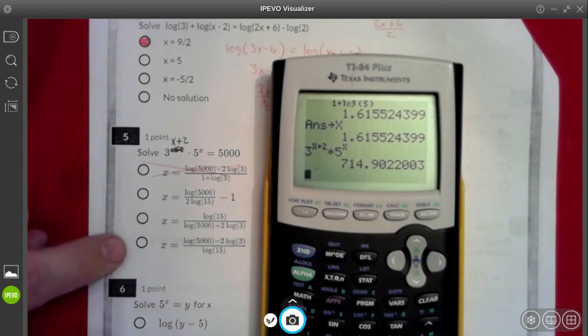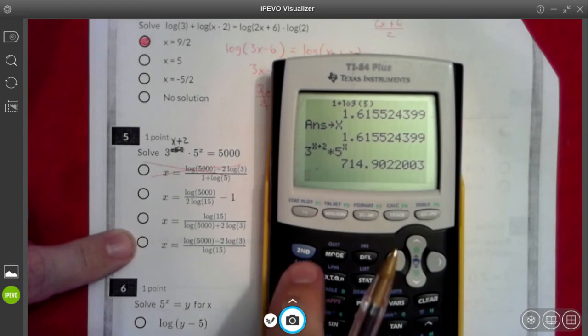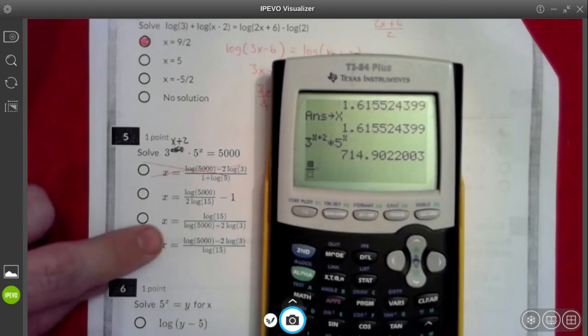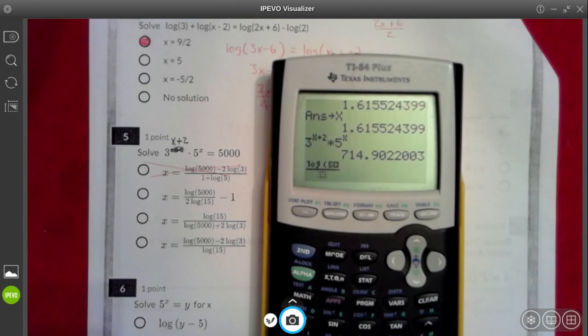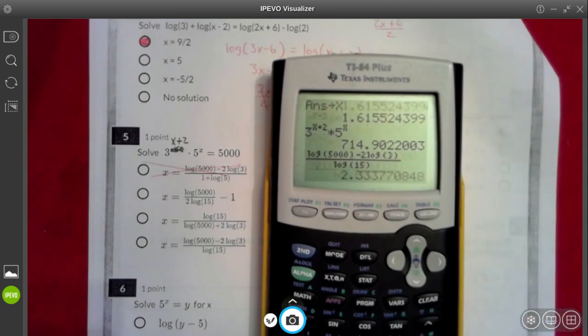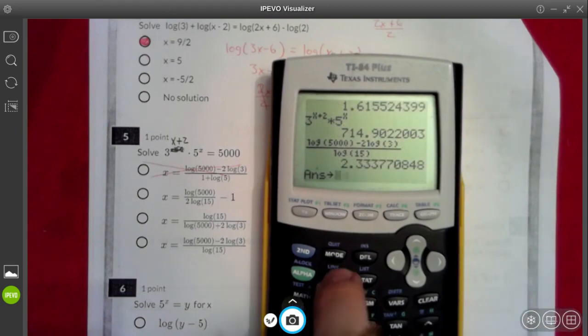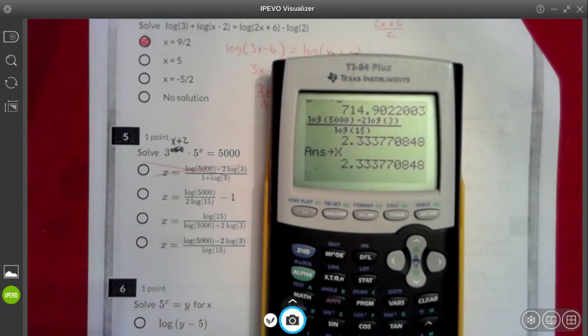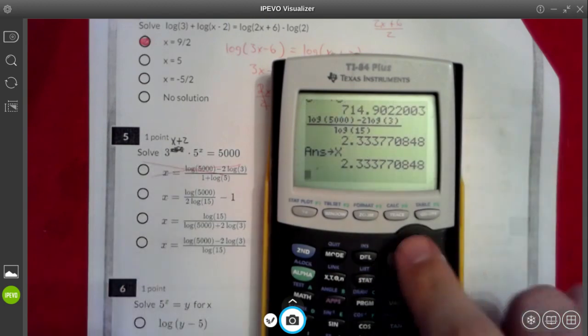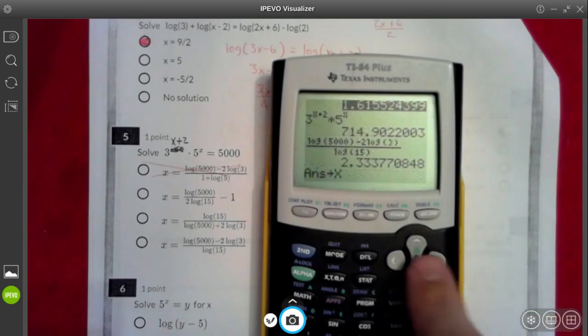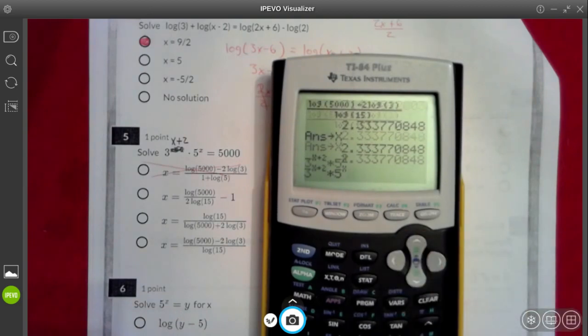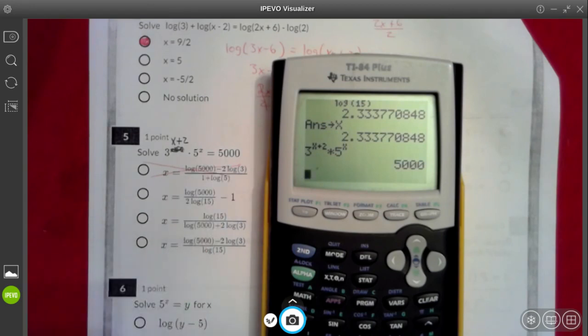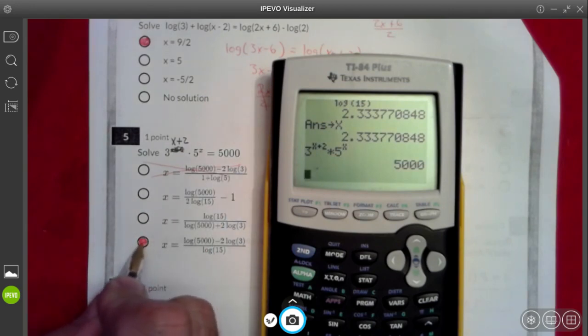All right, turns out the correct answer is going to be option D down here. So we're going to do alpha y equals. We'll type all this in. Log 5,000 minus 2 log 3 over log 15. There we go. And we'll store that to the x. All right, then you could retype this in, or I'm just going to go back up and press enter to reevaluate it. And I get 5,000. So that has got to be my answer.